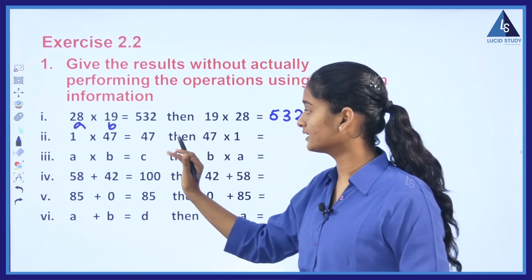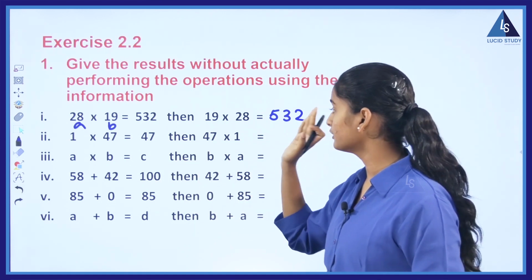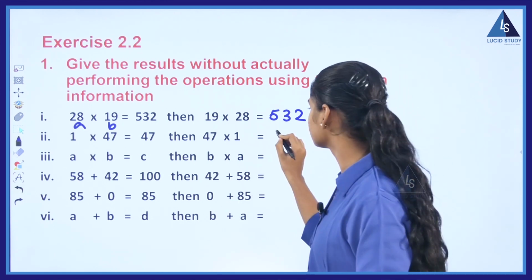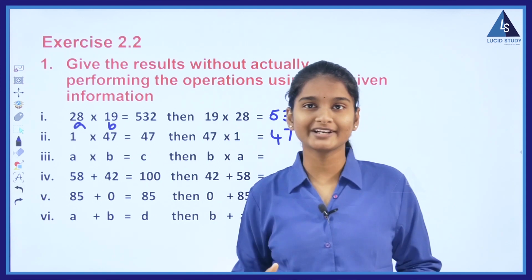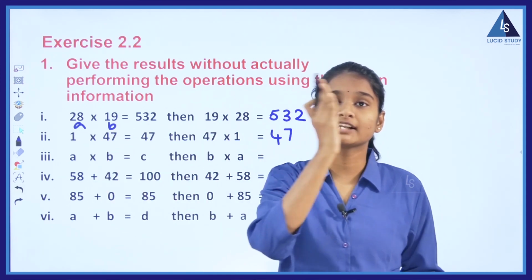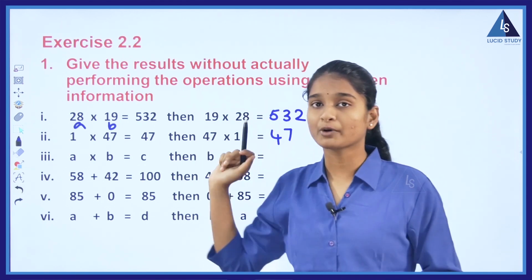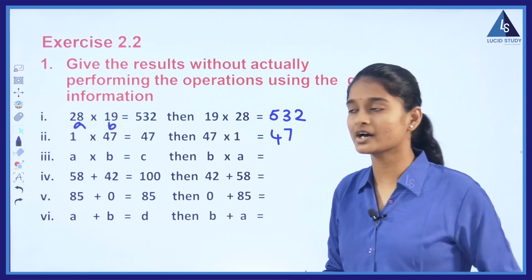Here is the next one. 1 into 47 is equal to 47. Then 47 into 1 is also 47. This is multiplicative identity. Do you remember, children, that if any number is multiplied by 1 or if 1 multiplies any number, the product is the same number, right? Yes. Now we'll go through the next one.